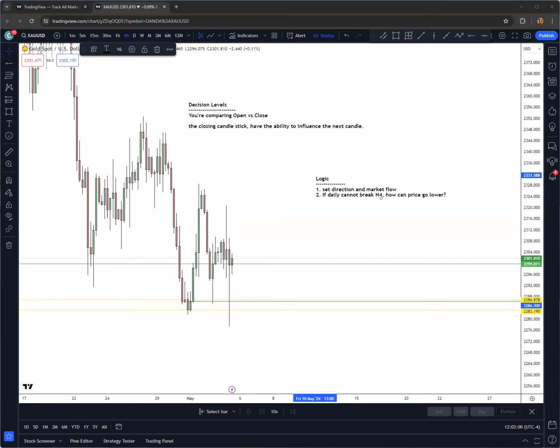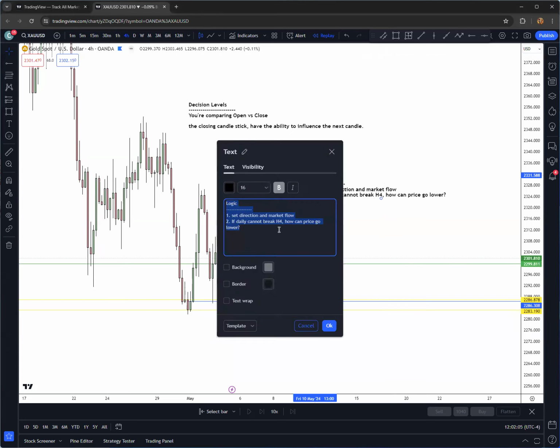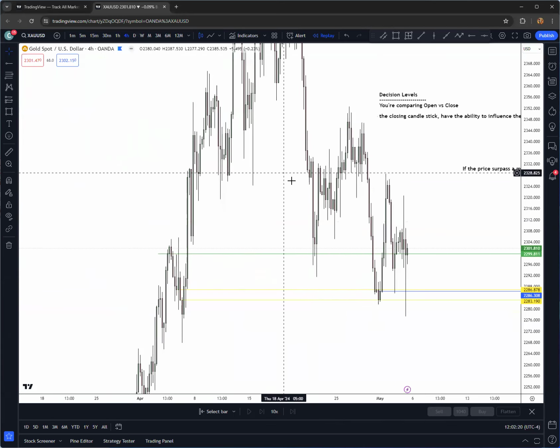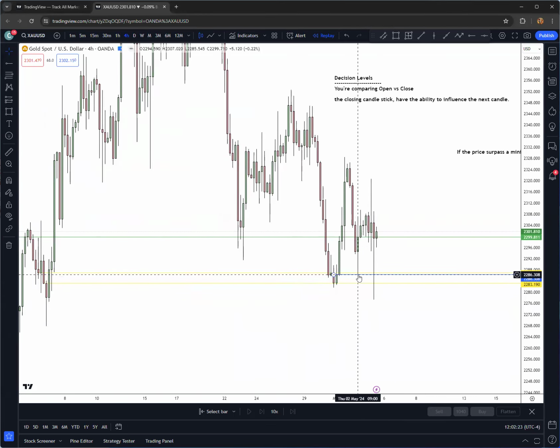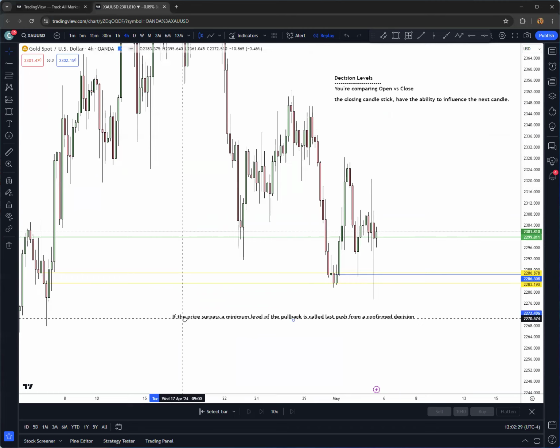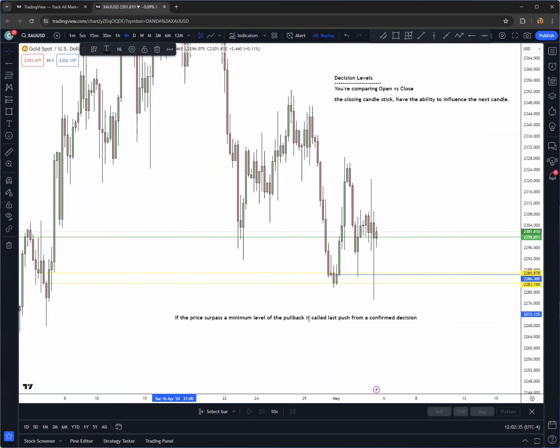The logic. So we could put this here. If the price surpasses the minimum level of the pullback, it is last push. So the minimum level of the pullback for this one here was right here. This is the minimum level, right? It's saying if the price surpasses the minimum level of pullback, pullback is called the last push. So this is pullback, this is last push, all right?